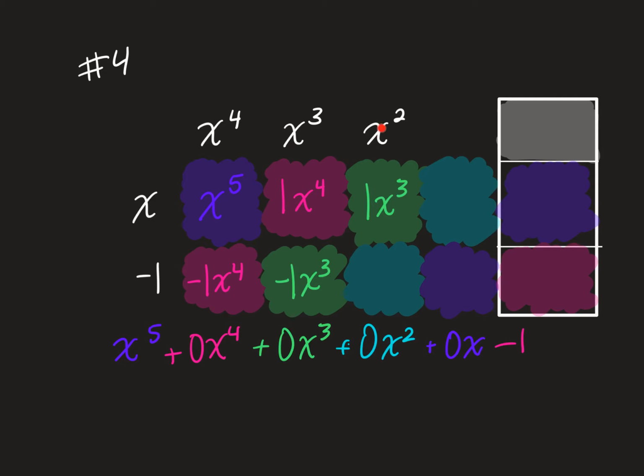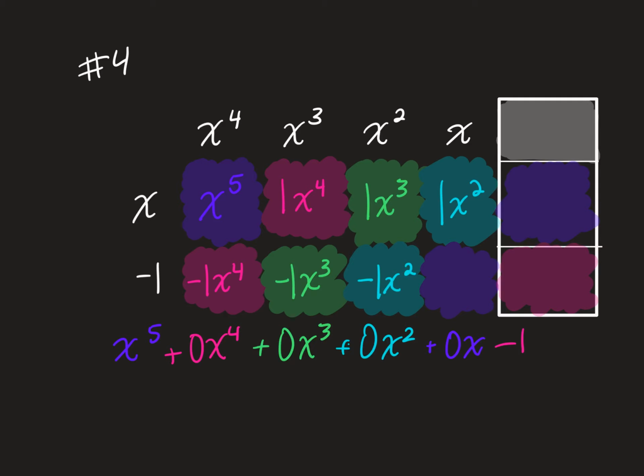And then I just multiply. X squared times negative 1 is negative 1x squared. Okay, so then what do I add to negative 1x squared to get 0x squared? I know that's going to be positive 1x squared. And then I'm back to the beginning. X times something gives me x squared. That's going to be x. And then we can multiply x by negative 1 to get this box.